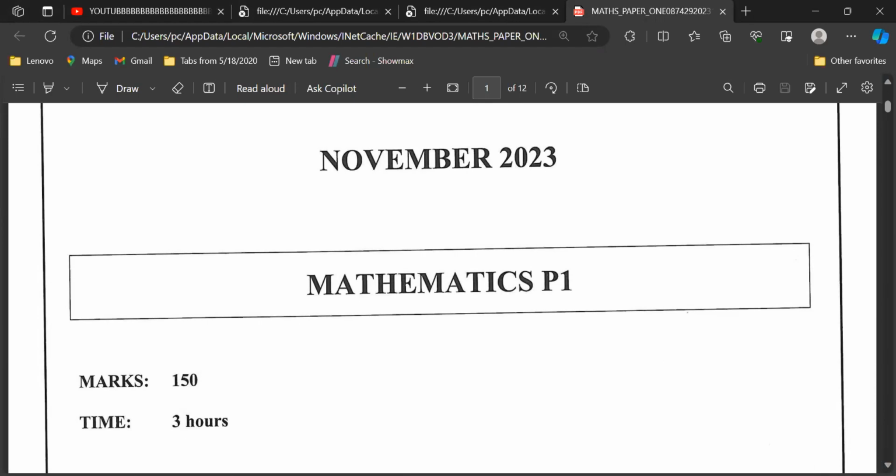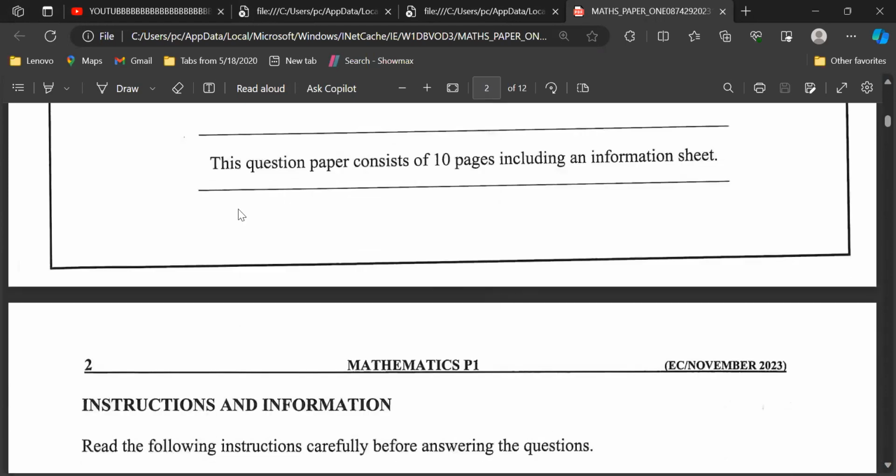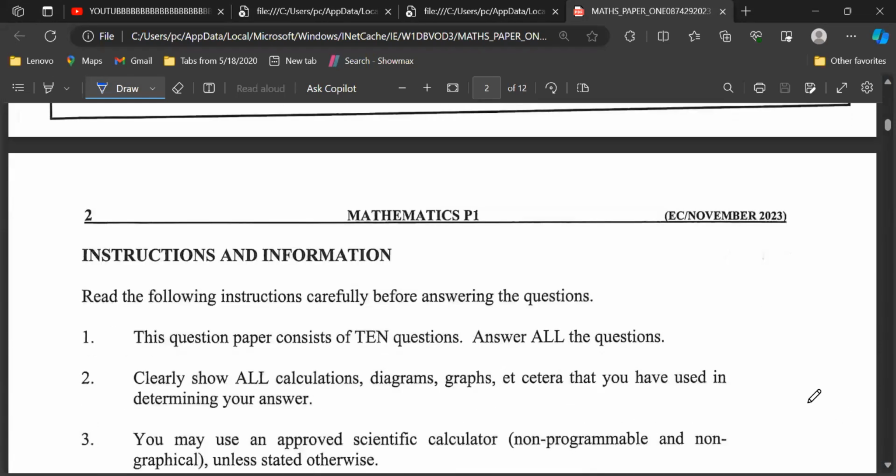Now you need to go through your instructions. And then first you'll verify the question paper. This one, they say it has 10 pages, including the information sheet, which is good. Usually they were saying they're not giving us the information sheet for grade 11, but they've changed it. Grade 10 and grade 11 now they are providing us with the information sheet.